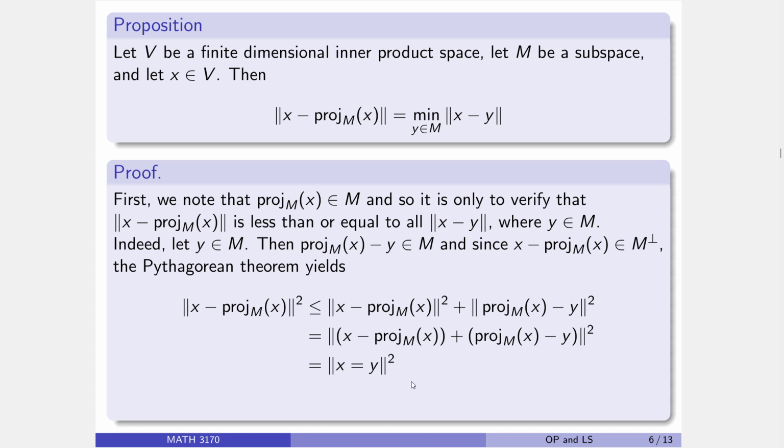Then the projection of x minus y is in M, and since x minus the projection is in M perp, these are perpendicular to each other, so by the Pythagorean theorem, we know that this sum of the squares is in fact the length squared of the total. And now note here, these middle terms cancel, and equal.